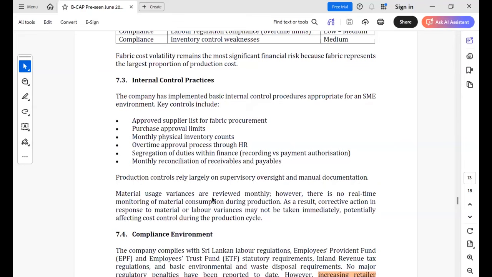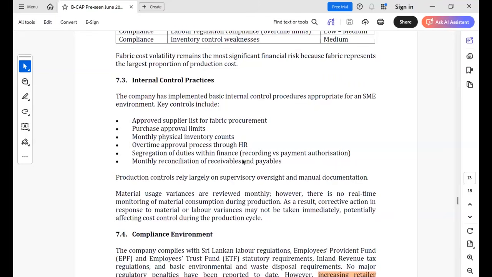Material usage variances are reviewed monthly. However, there is no real-time monitoring of material consumption. That is because of the lack of a proper system, ERP. As a result, corrective action in response to material or labor variances may not be taken immediately, potentially affecting the cost control during the production cycle.